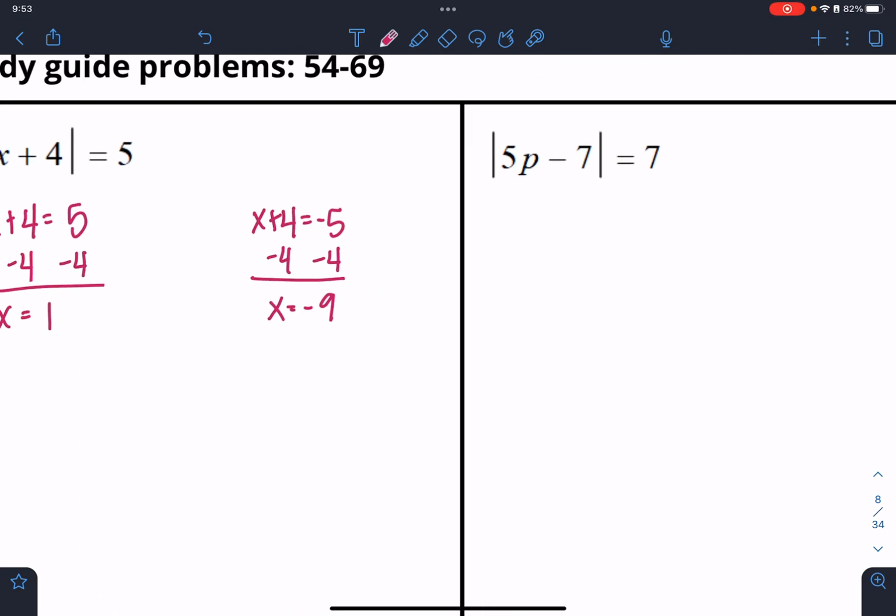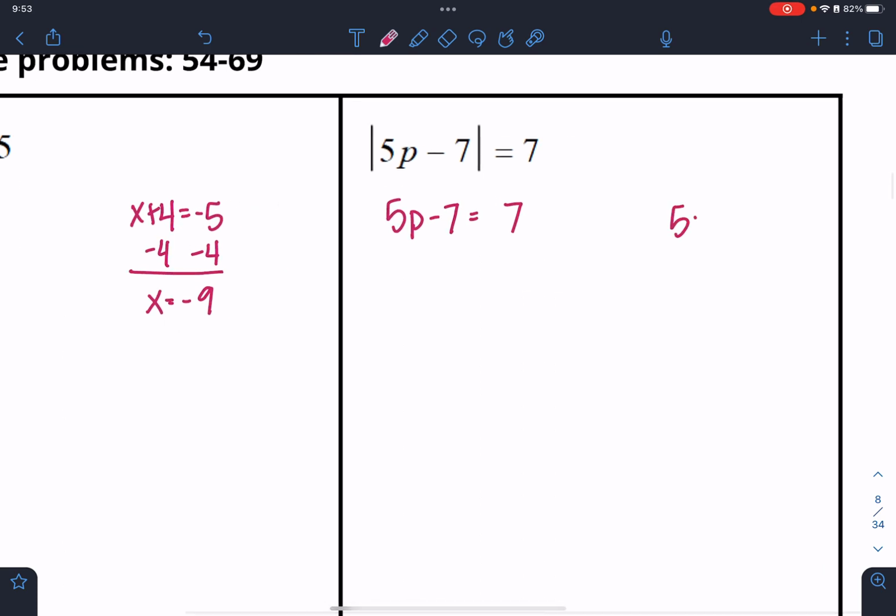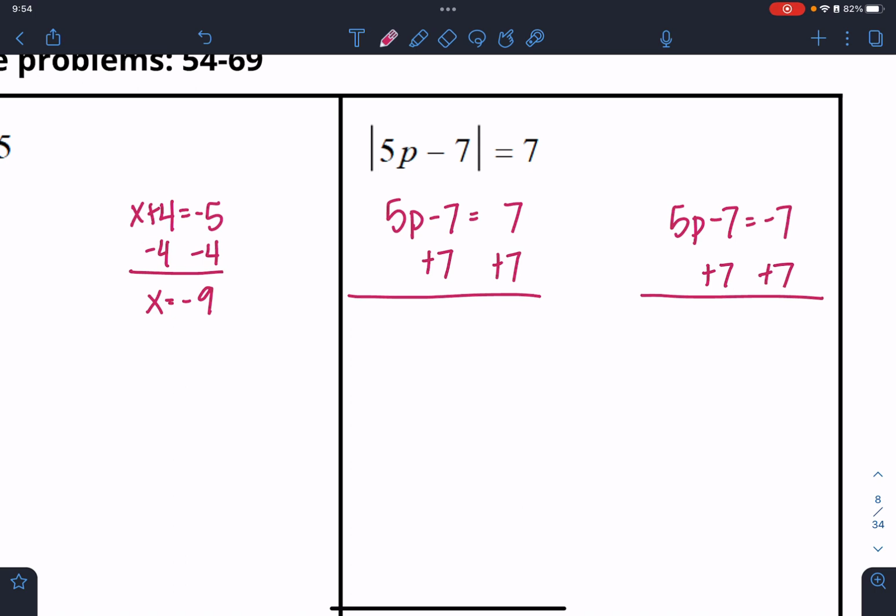This one will be a 2-step equation, but the process is the same. I have 5p minus 7 equals 7, and 5p minus 7 equals negative 7, and now I can solve. So when we're trying to solve that 2-step equation, remember, always move the number that's being added or subtracted first. So I want to add 7 to both sides, and I like to do all of this at once. I do both equations because it's the same process. Your numbers are just going to be a little bit different.